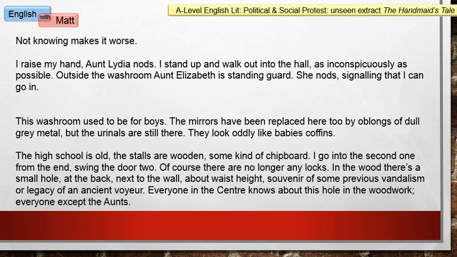The high school is old. The stalls are wooden, some kind of chipboard. I go into the second one from the end, swing the door to. Of course, there are no longer any locks. In the wood, there's a small hole at the back, next to the wall, about waist height. Souvenir of some previous vandalism or legacy of an ancient voyeur. Everyone in the centre knows about this hole in the woodwork. Everyone except the aunts.